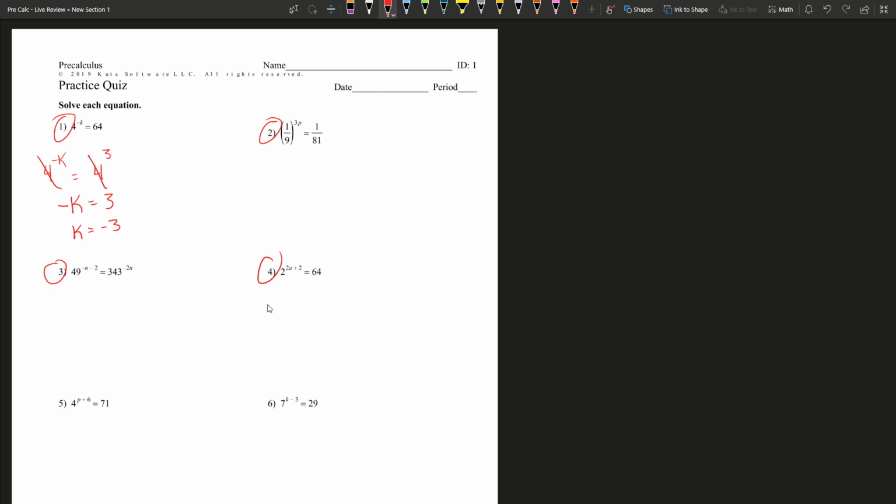Same thing on number 2. We need a common base between 1/9 and 1 over 81. So I ignore the numerator first, and then we can factor that in here in a second. So 9 is just 9 to the first. 1 over 9 is 9 to the negative 1. So we can rewrite 1/9 as 9 to the negative first, and that is taken to the power of 3p. 81 is 9 squared, and because it's in the denominator, it has to be a negative exponent. So 1 over 81 can be rewritten as 9 to the negative 2.